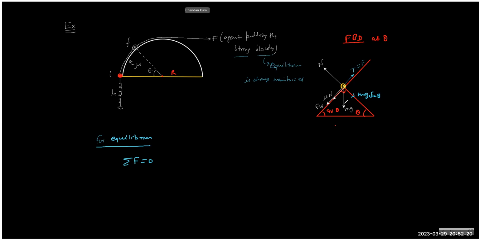Let me write down. Along the tangent, I can say F upward equals mg cos theta downward, because the slope is 90 minus theta. Friction force is mu mg sin theta.